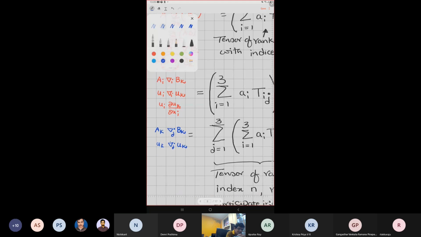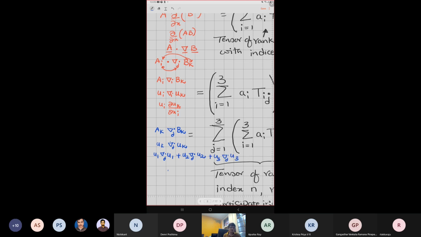So first, repetition is summation. So I need to be just careful with that. So u1 del j u1 plus u2 del j u2 plus u3 del j u3, right? So j is equal to 1, 2, 3. That means u1 del 1 u1 plus u2 del 1 u2 plus u3 del 1 u3 I'm going to get.